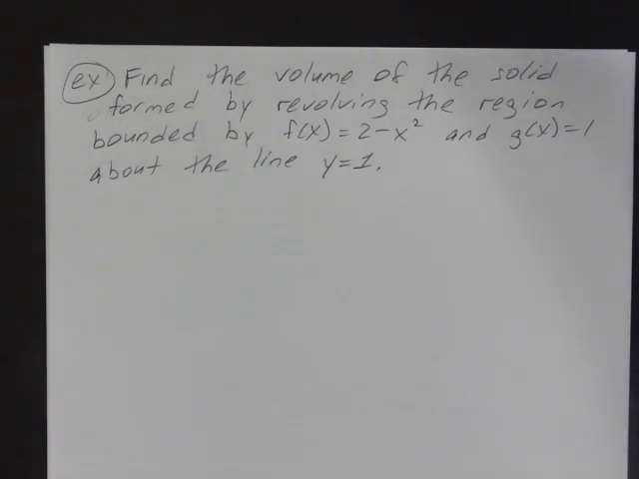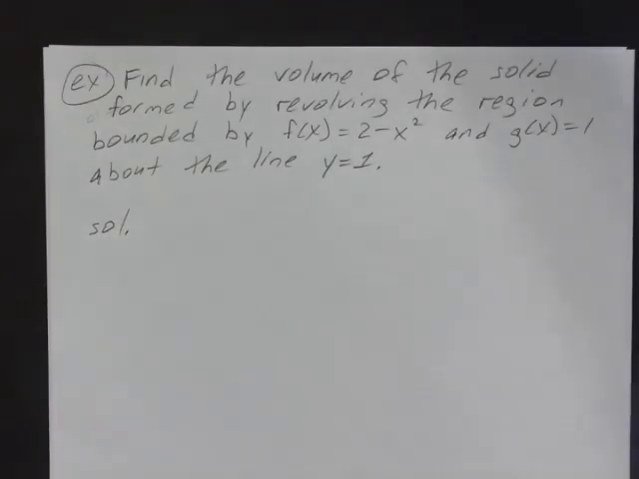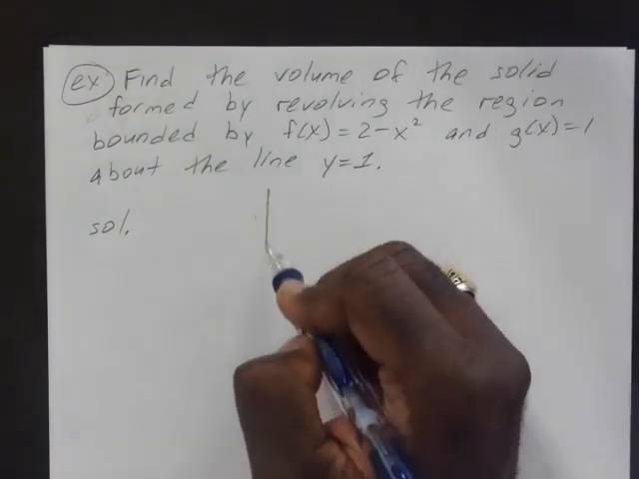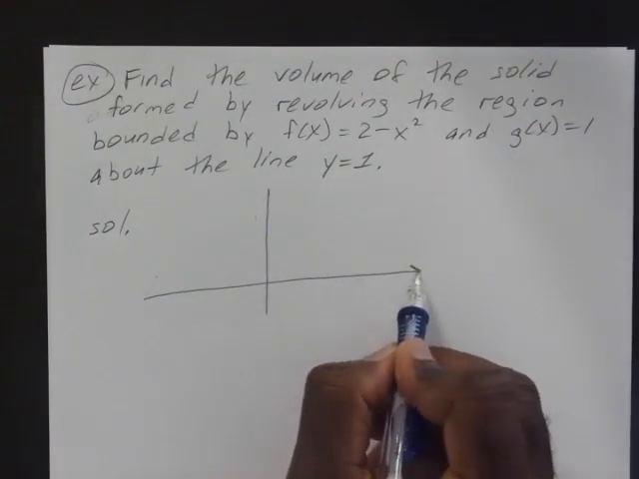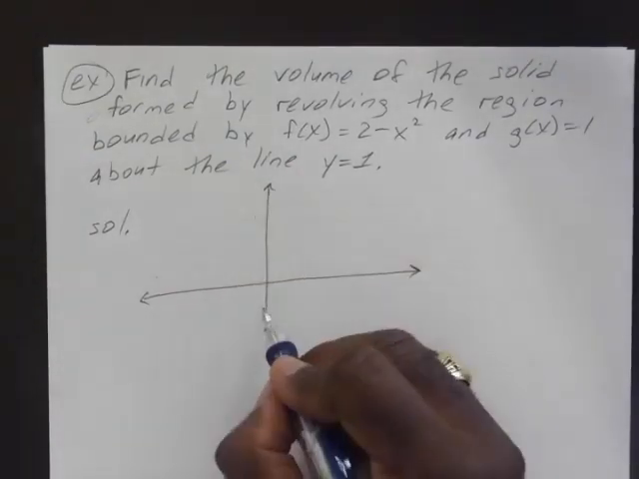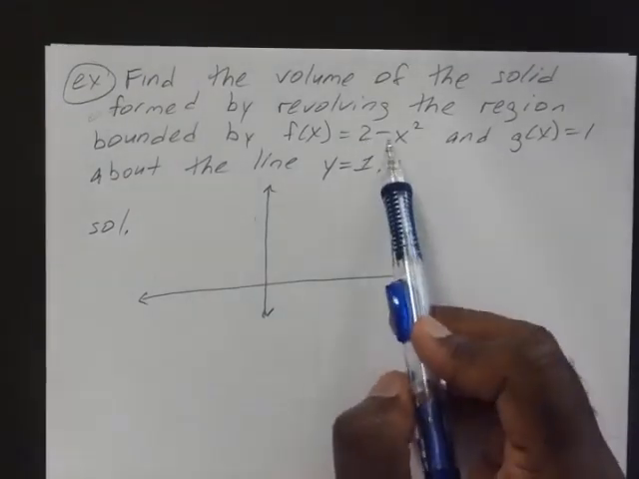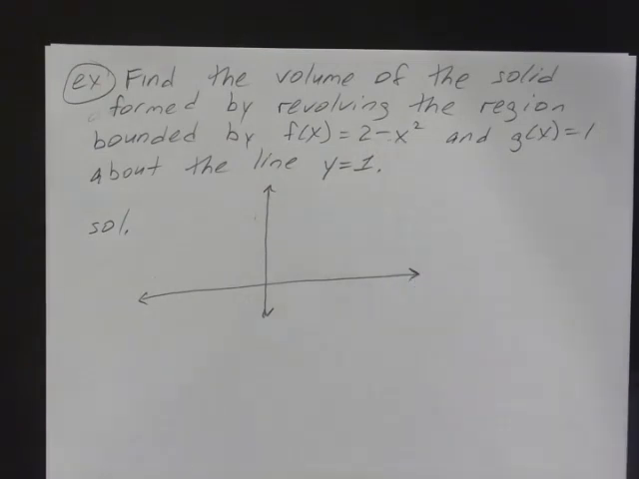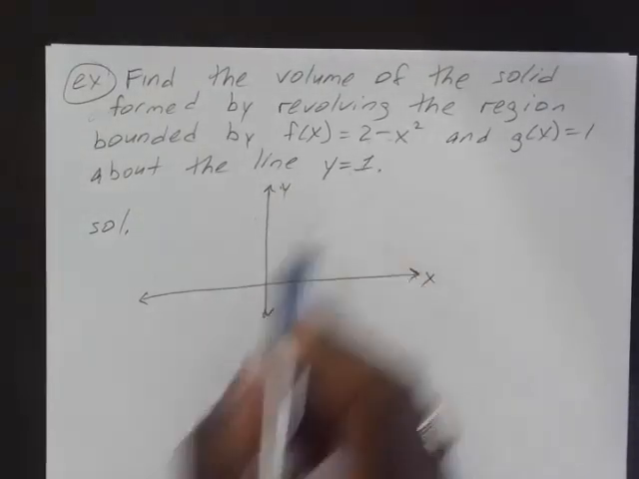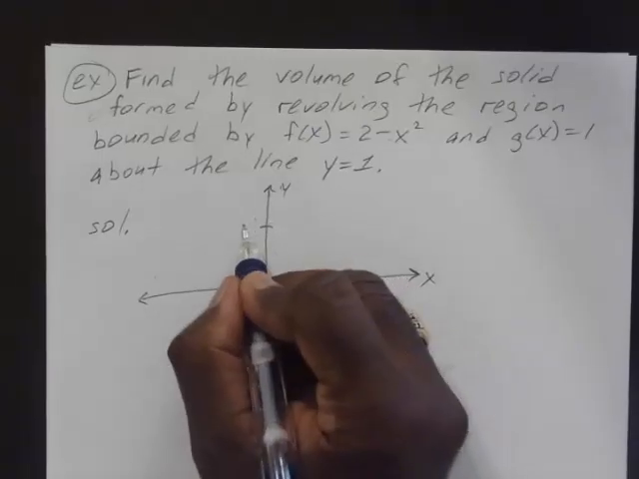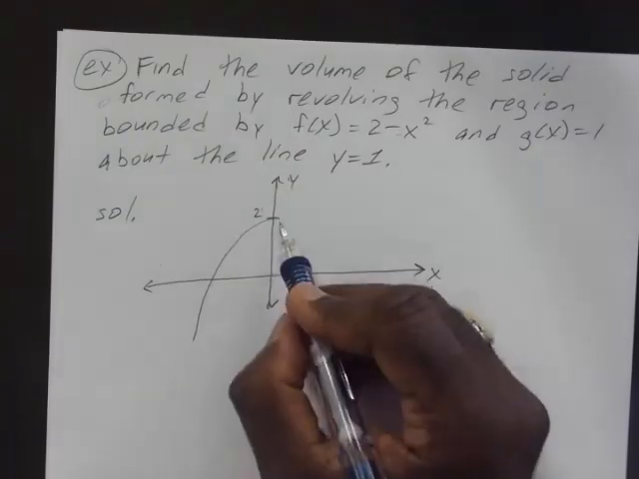Okay. So again, graphing it a lot of times helps. So if we have f of x equals 2 minus x squared, negative x squared is just x squared flipped across the x-axis, plus 2 means we shift that graph up 2. So that means our graph kind of looks like this.